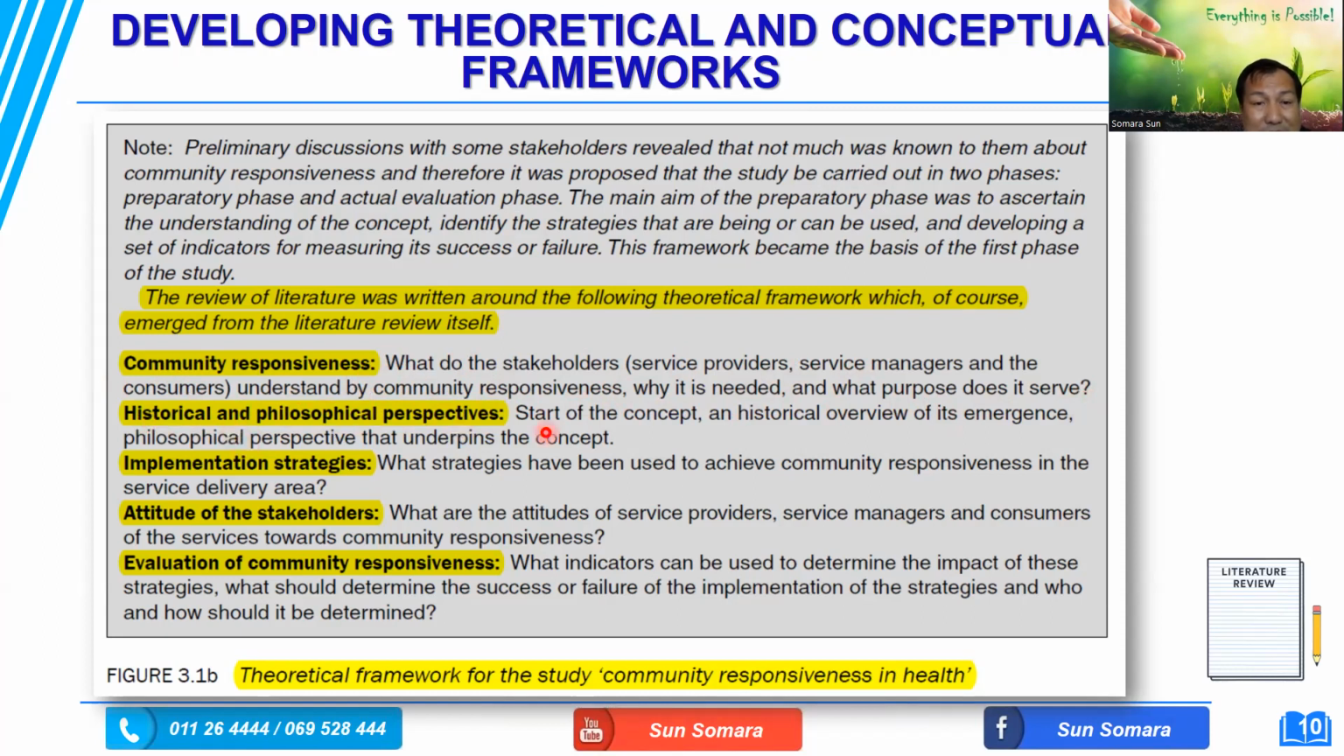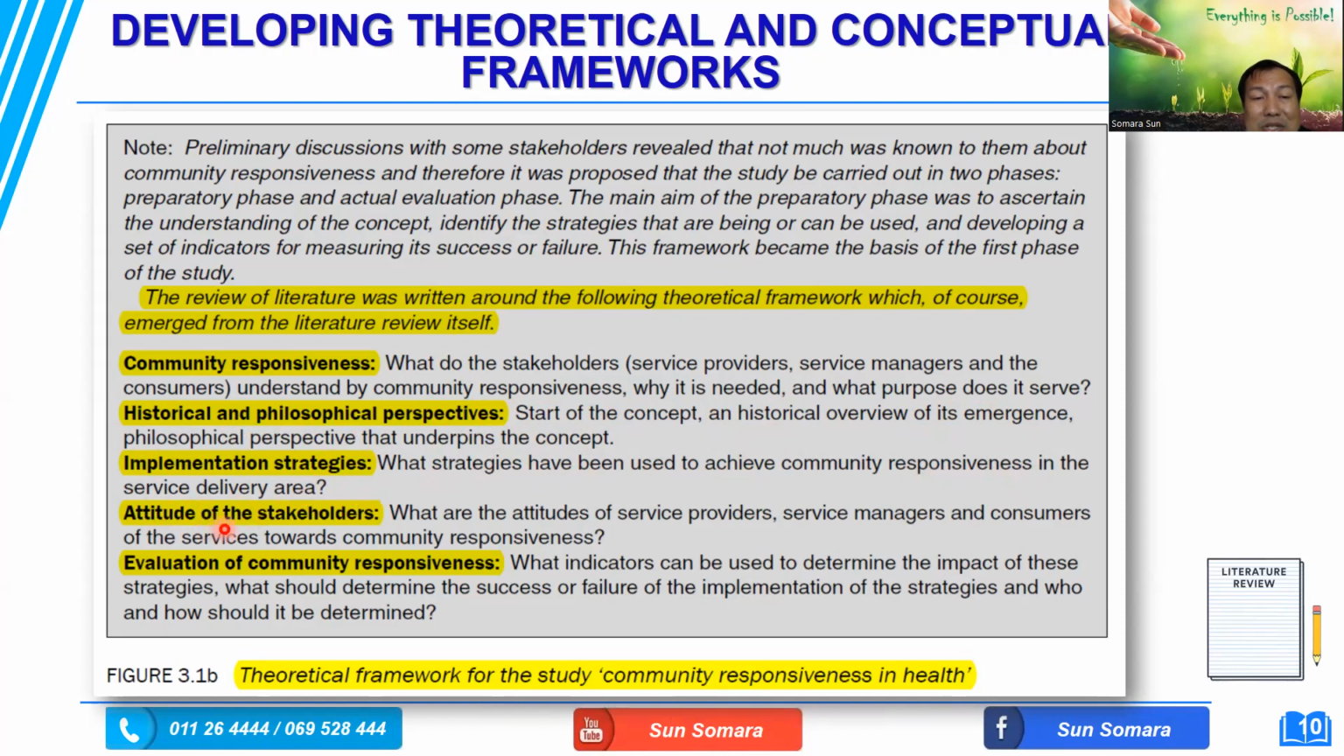Historical and philosophical perspective. We can just start with the concept of community responsiveness in here. Historical overview of how it emerged, and the philosophical perspective that underpins the concept. So all of those things you can start to review. This is like the brainstorming here. Implementation strategy: what strategy has been used to achieve community responsiveness in the service delivery area, for example?